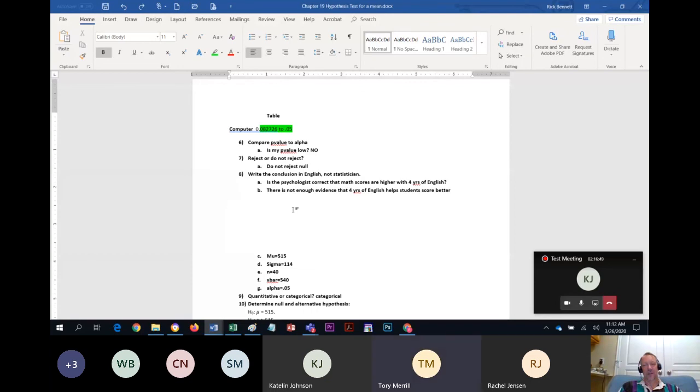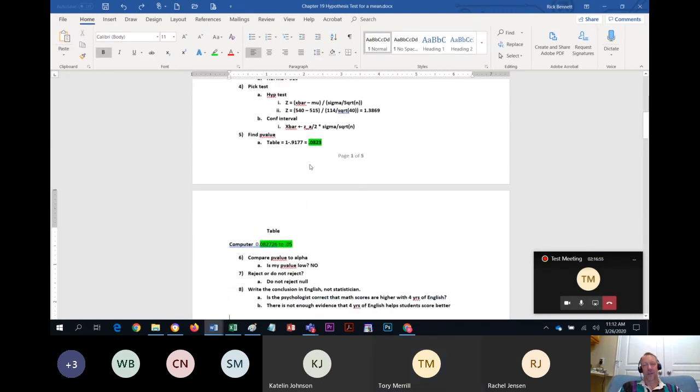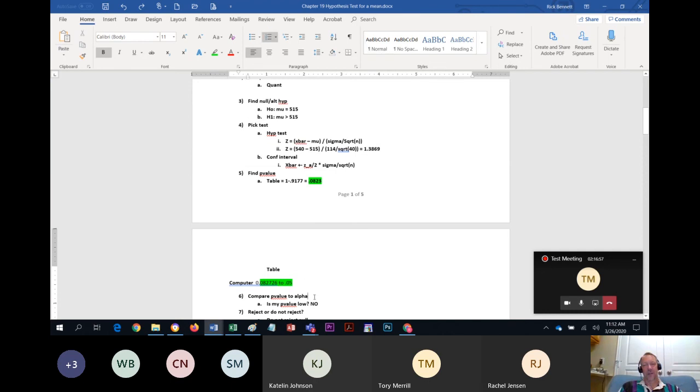And where does type 1 come into this? So type 1 is your alpha. When we compare your p-value to your alpha, that's your type 1 error. Okay. We're saying we're willing to be wrong 5% of the time. But our p-value says we would be wrong 8% of the time, and we're not willing to take that chance.